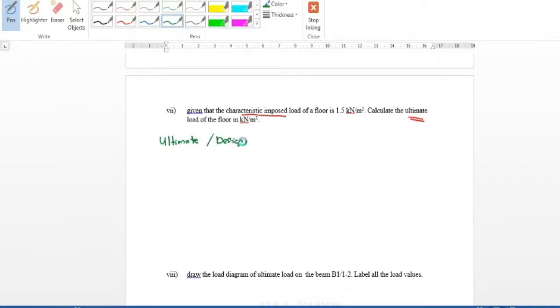design load, factored load is the same term. Ultimate load, beban muktamad. Design load, beban reka bentuk. Factored load, beban yang difaktorkan. It is the same term, meaning this value is what we will use before we construct. And when we build the real slab, we will use this value, because ultimate load, beban muktamad, means we consider the ultimate design, ultimate limit state.